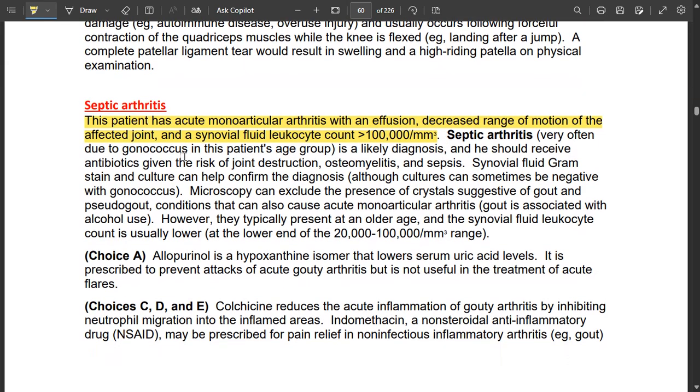Septic arthritis is very often due to gonococcus in this patient's age group and is the likely diagnosis. It should receive antibiotics given the risk of joint destruction, osteomyelitis, and sepsis. Synovial fluid Gram stain and culture can help confirm the diagnosis. Sometimes cultures can be negative with gonococcus as well.